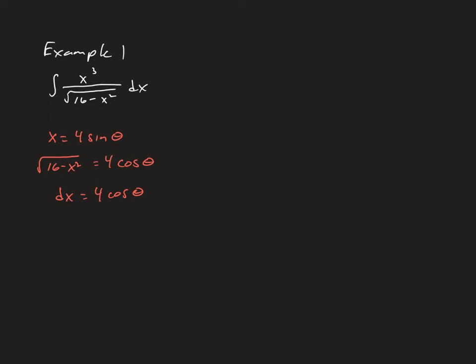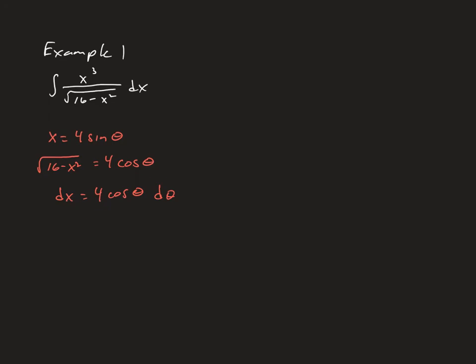By plugging that 4 sine theta in for x and simplifying, the square root of 16 minus x squared is going to become 4 cosine theta. Now the other thing I have to deal with is the dx. Since x equals 4 sine theta, dx is going to be 4 cosine theta. I forgot the d theta.